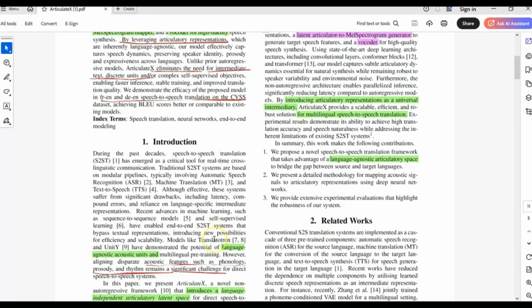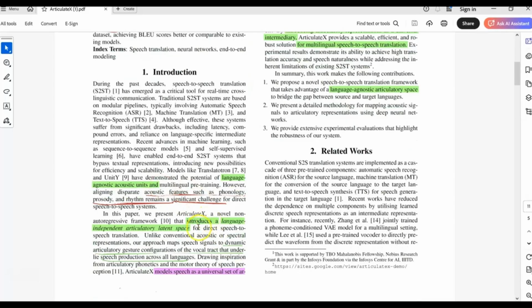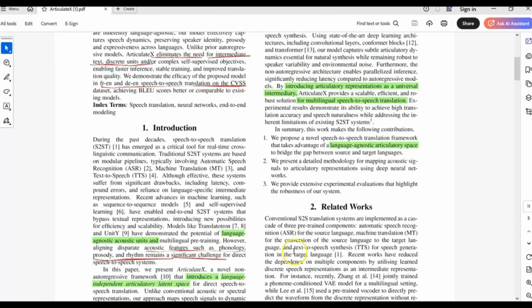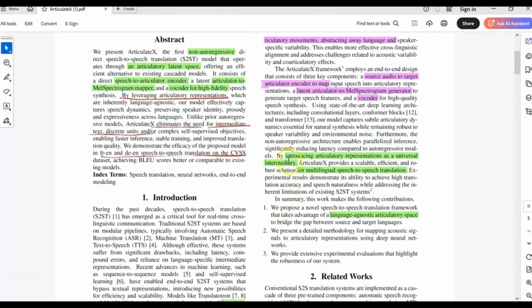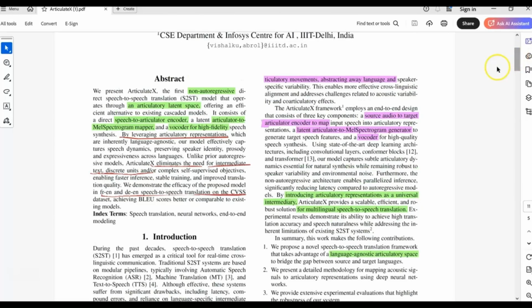Next, in the introduction, we have already talked about this: articulator space is essentially the sound space. ArticulateX models speech as a universal set of articulatory movements, abstracting away language. As we just said, this operates in the sound space, which comes before we produce a word in any language.